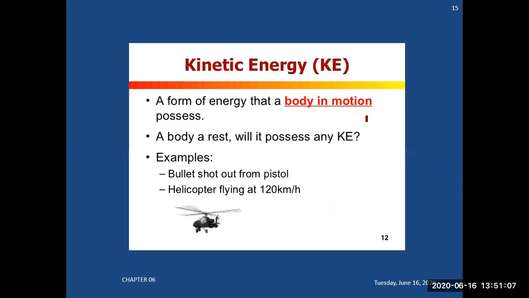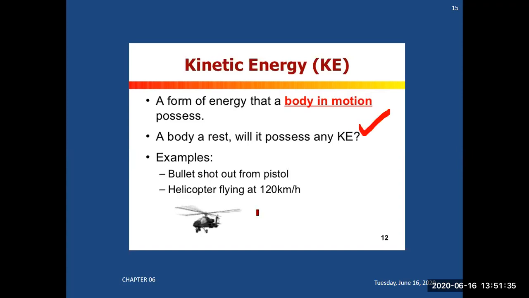So what about kinetic energy? It is the form of energy that a body in motion possesses. Does a body at rest possess any energy? Yes, maybe. If you have placed an object at a height, it possesses some amount of energy, which is basically potential energy. And if you have compressed a spring, that is compressional potential energy. A bullet shot out of a pistol is an example. This was a question and I have already explained it.